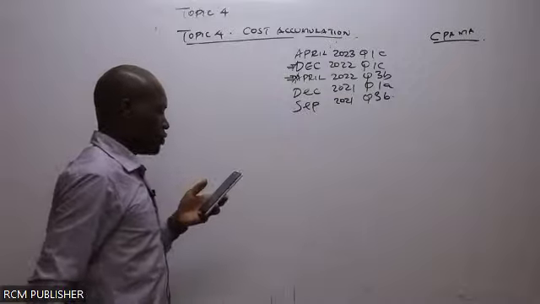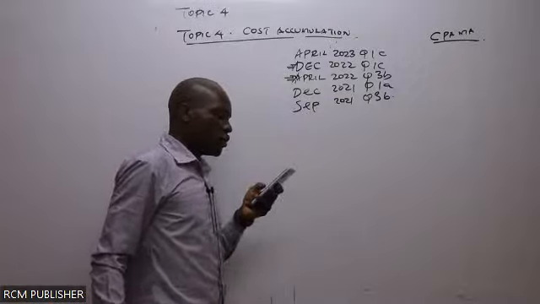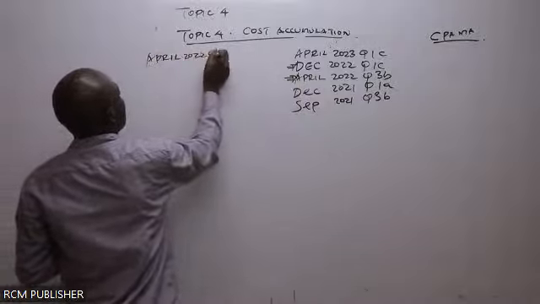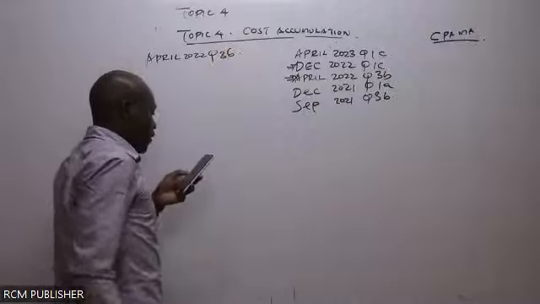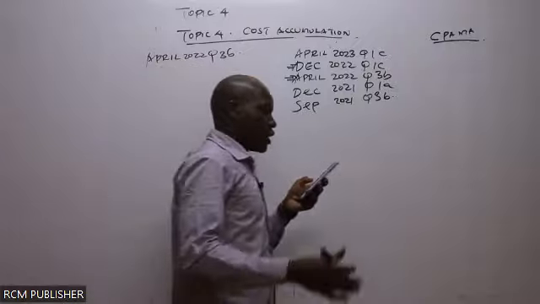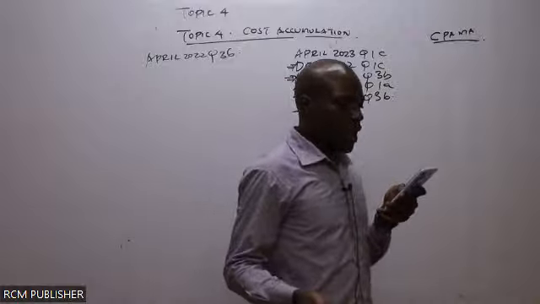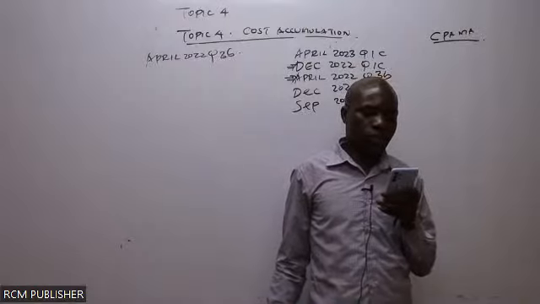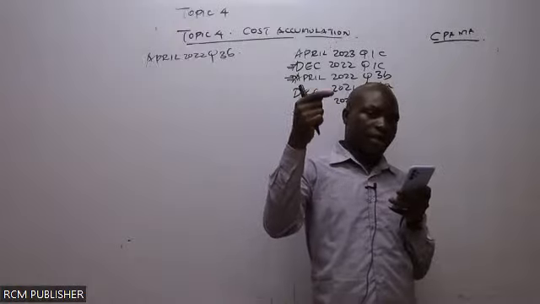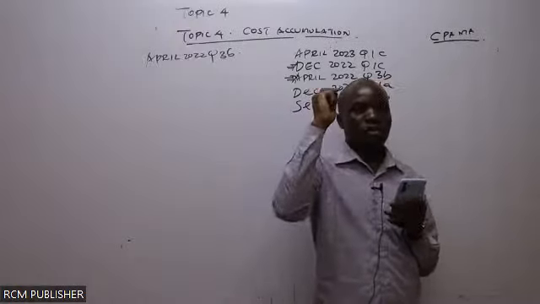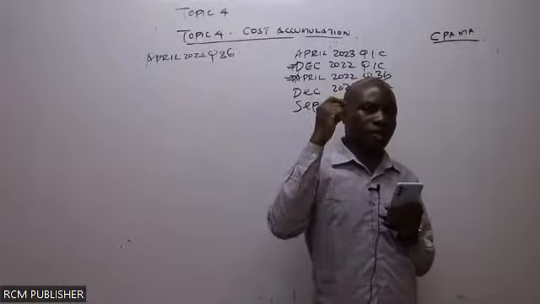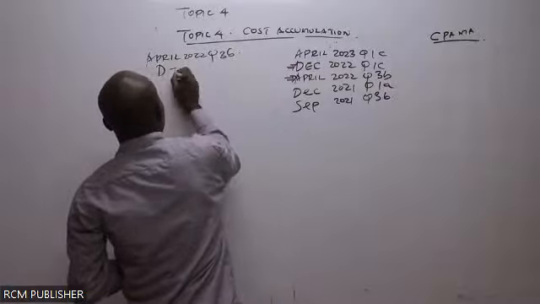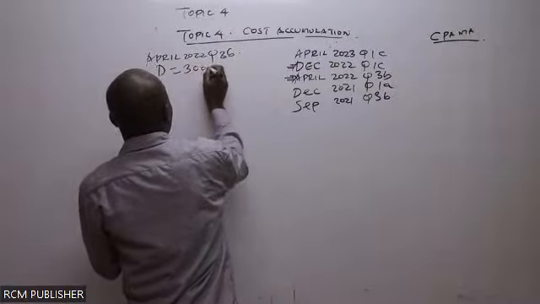April 2022, question number 3B. The following information is provided in relation to Baridi Co. Limited. The annual demand of its product branded D is 30,000 units. Remember I said demand is constant. One of the assumptions of economic order quantity is that demand is constant. So they are justifying that by telling us that D is equal to 30,000.